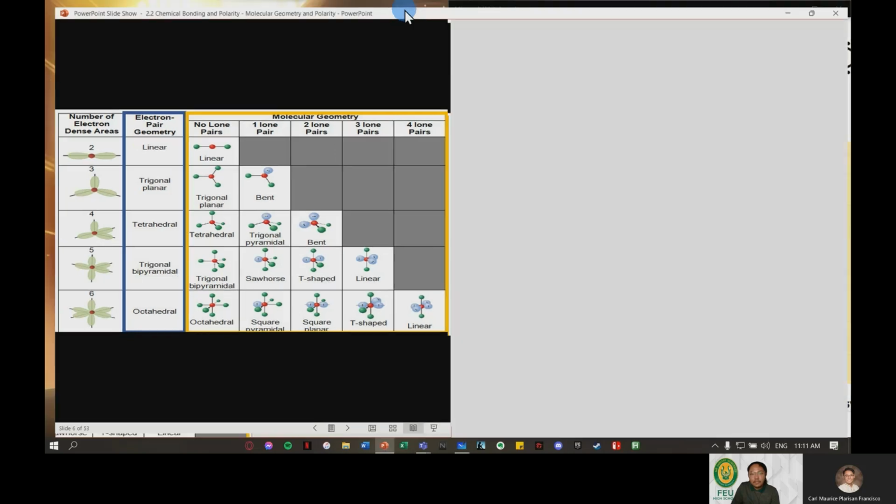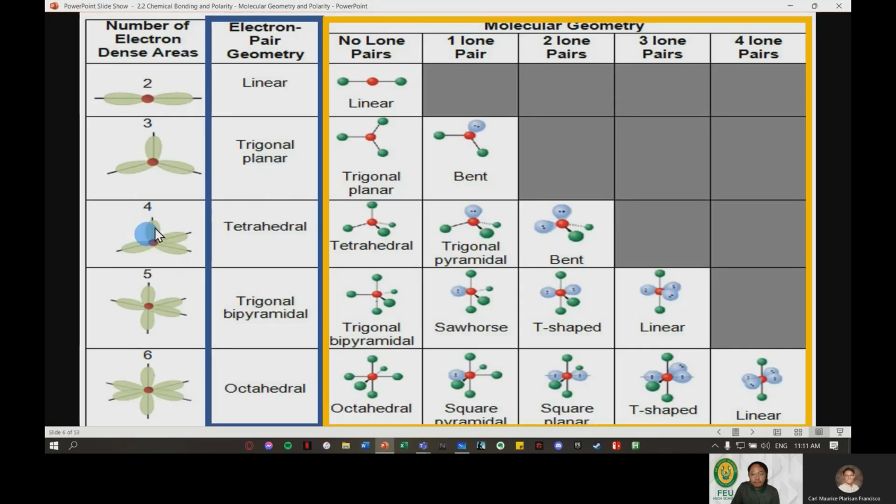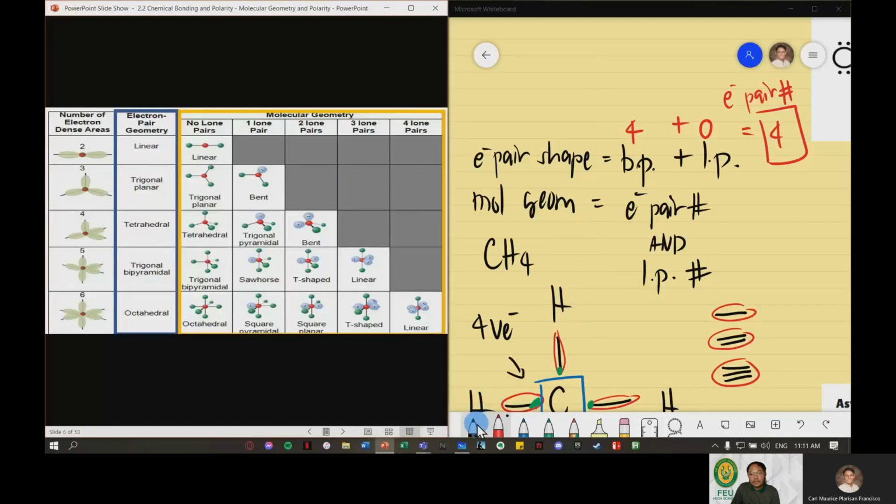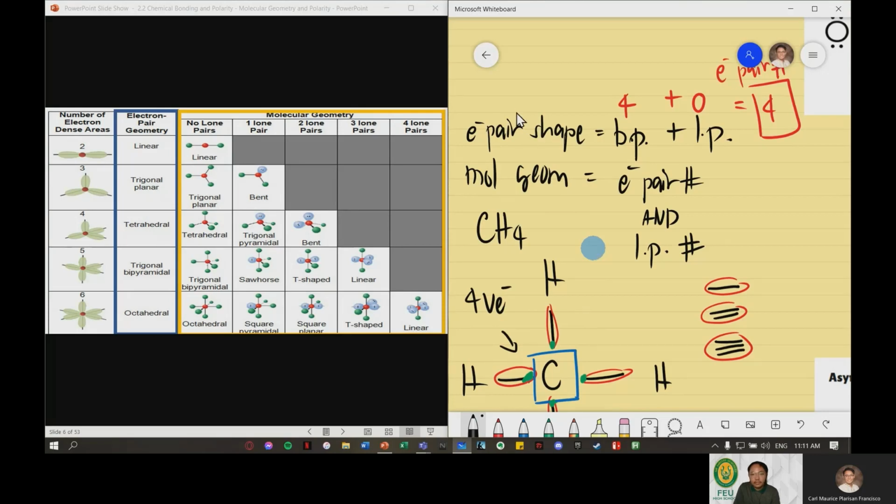So go back here in the table. 4, this is your E-pair number. Look at the electron pair column. Number 4 E-pair number is directly aligning with the electron pair shape tetrahedral. So my answer for electron pair shape shall be tetrahedral. Okay, it's that easy. How about the molecular geometry?